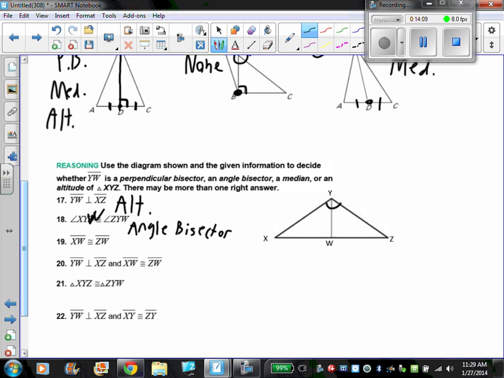I think the sheet was written with a typo at the beginning. So it should be XYW is congruent to ZYW. That means that this angle here is congruent to this angle here, which means that YW is splitting it in half, making it an angle bisector.